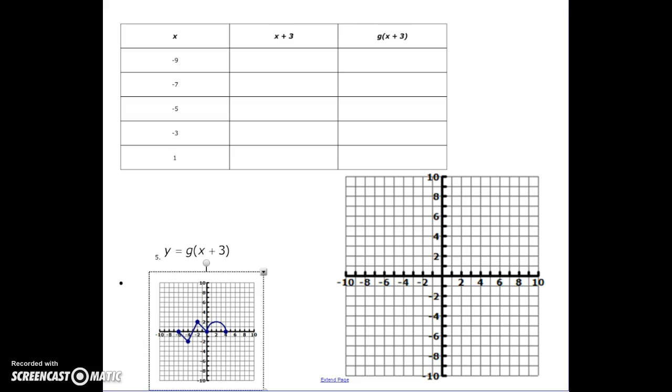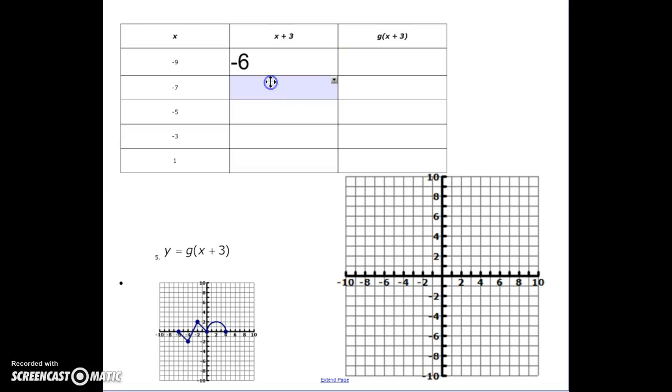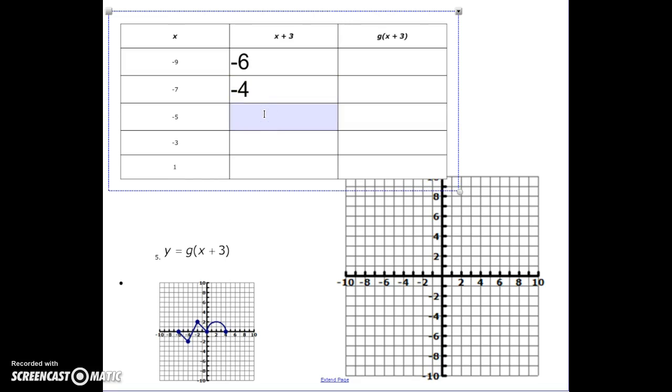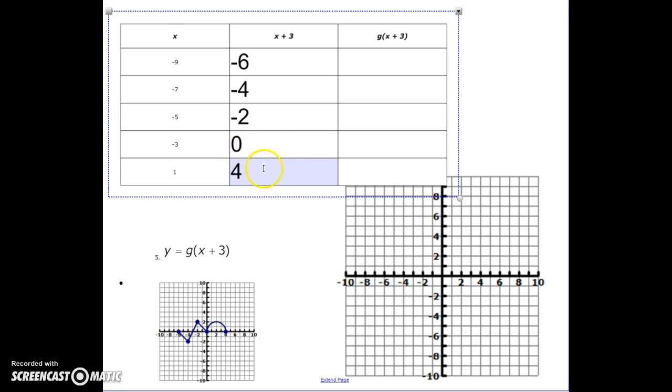The next one we have is number 5. So number 5 says y equals g of x plus 3. So if it's happening inside the parentheses, we're changing our x. So we're given some new x values to change the x. So negative 9 plus 3 is negative 6. Negative 7 plus 3, plus 3, plus 3, and plus 3.